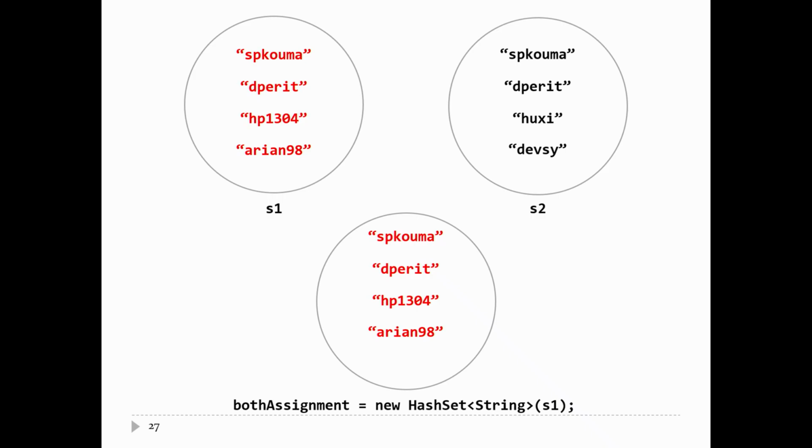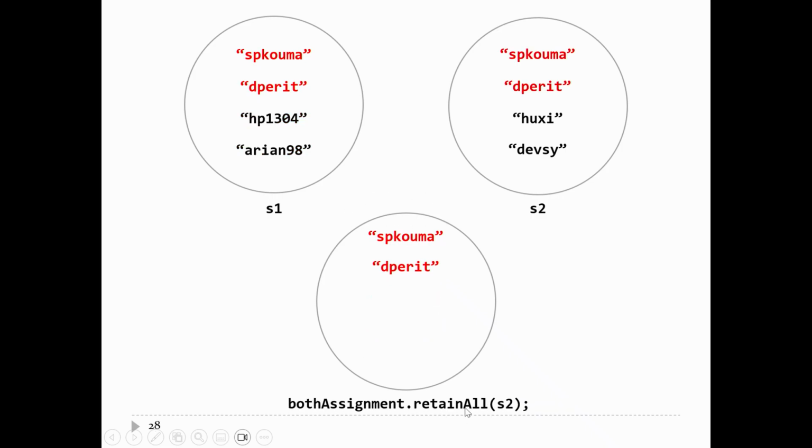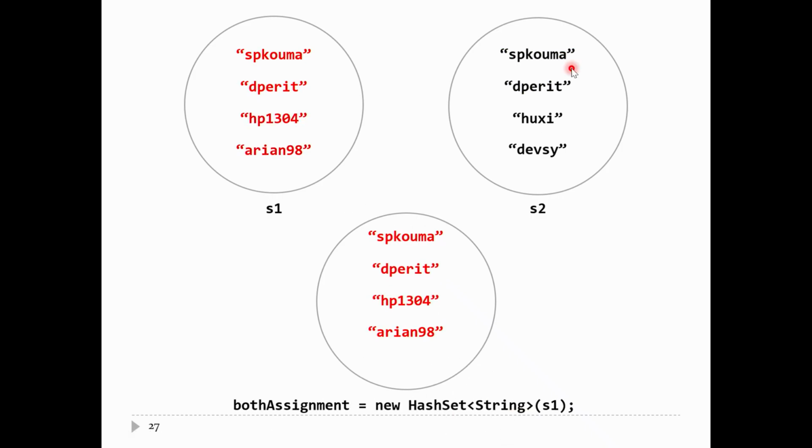And so a picture of what happens is the following. There are my students who completed assignment 1. There are the students who completed assignment 2. That's the copy of S1. So the way retainAll works is that it iterates over the second set. Right? And so it starts with the first name in S2 and it says it's SP Kuma. So is SP Kuma in both assignments? The answer is yes. So it retains it in both assignments, or it keeps it in both assignments.